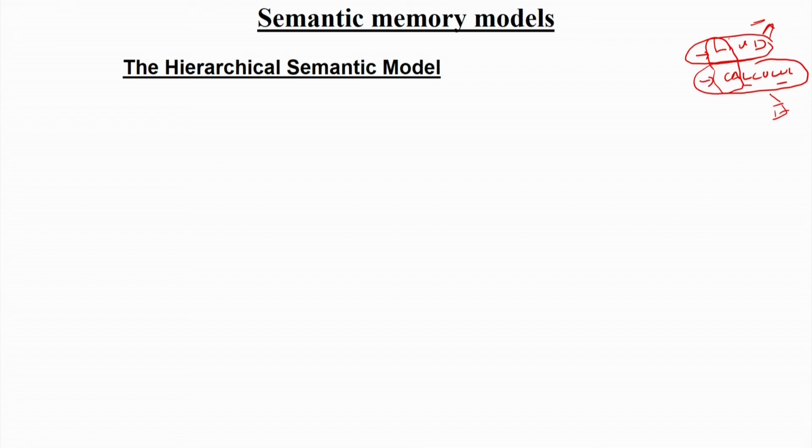So, basically several models of semantic memory were proposed, and we will look into a few of them, a couple of models. We will also look at how these models compare with each other, and how one model cancels or adds on to the limitations of the other model, and how semantic memory is arranged.